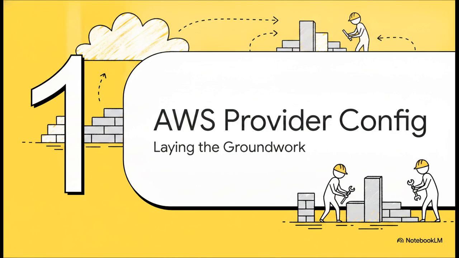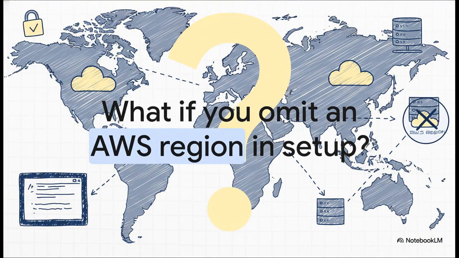This is all about laying the groundwork and hiring the contractor. You know, you can't just start throwing up walls. Before any actual building happens in the cloud, you've got to set up your environment and establish who is actually doing the heavy lifting. Which brings up a scenario that pops up a lot, both in interviews and in the real world. Say you're setting up your config, you authenticate, but you completely forget to tell Terraform where to build. What actually happens if you just don't specify an AWS region in your setup?